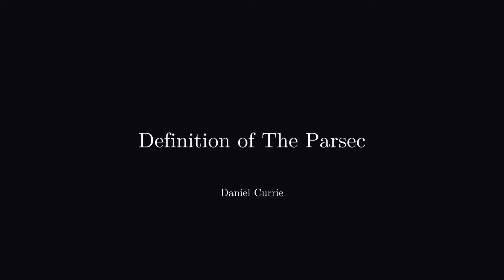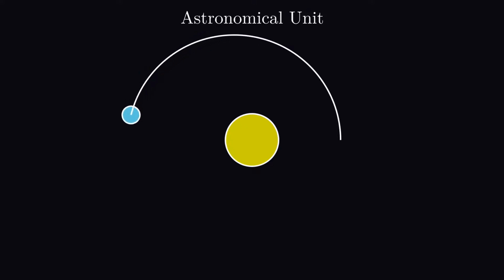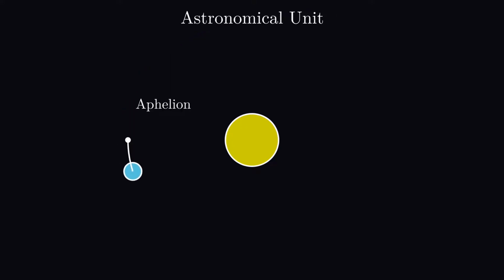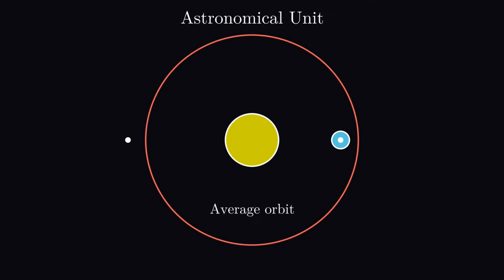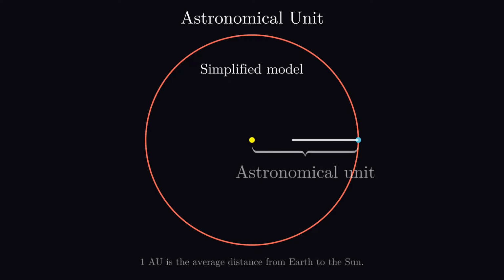This is the definition of the parsec. Let's first define the astronomical unit. Earth follows a roughly circular orbit with a point where it's farthest from the Sun, called aphelion, and a point where it's closest to the Sun, called perihelion. Taking the average distance of Earth throughout its orbit is a useful simplification to our model. In this simplified model, one astronomical unit is the distance from Earth to the Sun.